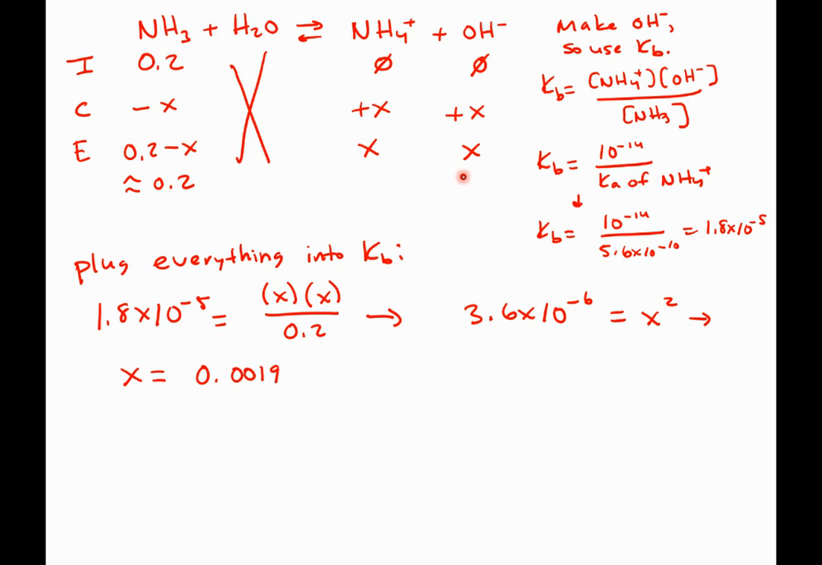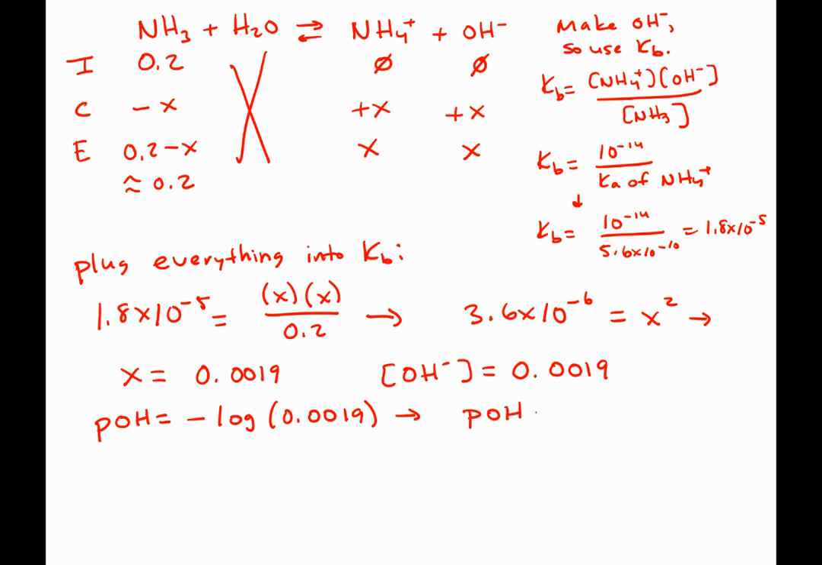Now, anytime you find the value of x, it's really crucial that you then go back up to the ICE table and figure out what that value of x means. So the value of x represents the concentration of hydroxide ion. So let's write that out. What we found when we got the value of x is the concentration of hydroxide ion. That is 0.0019 molar. Once you have the concentration of hydroxide ion, you can find what the pOH of the solution is by taking the negative log. And when you plug that into your calculator, you'll find that the pOH of this solution comes out to 2.7.